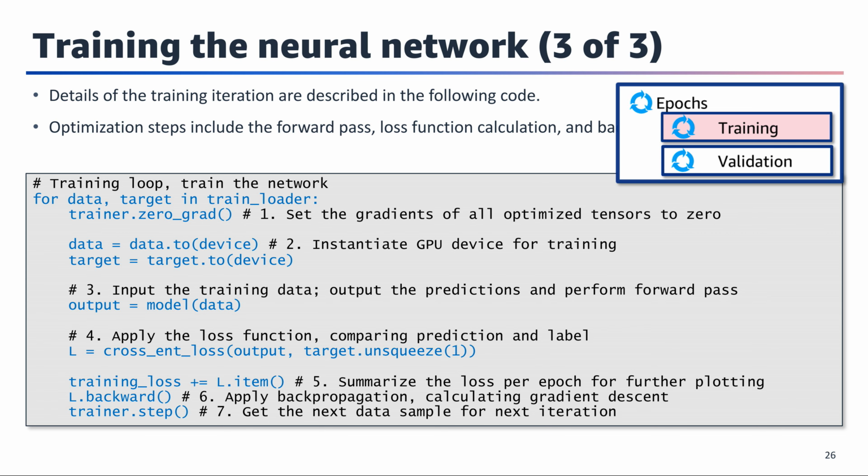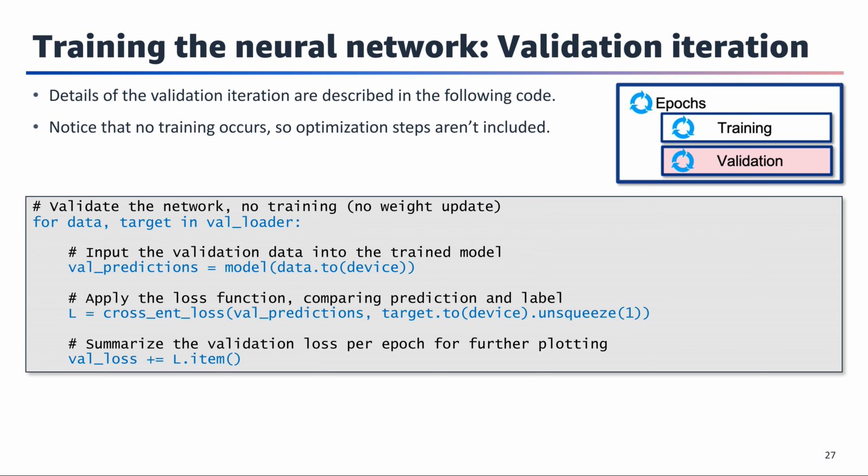Details of the training iteration are described in the following code. Optimization steps include the forward pass, loss function calculation, and backpropagation. Details of the validation iteration are described in the following code. Notice that no training occurs, so optimization steps aren't included. Unlike training, no optimization or weight updates occur during validation.